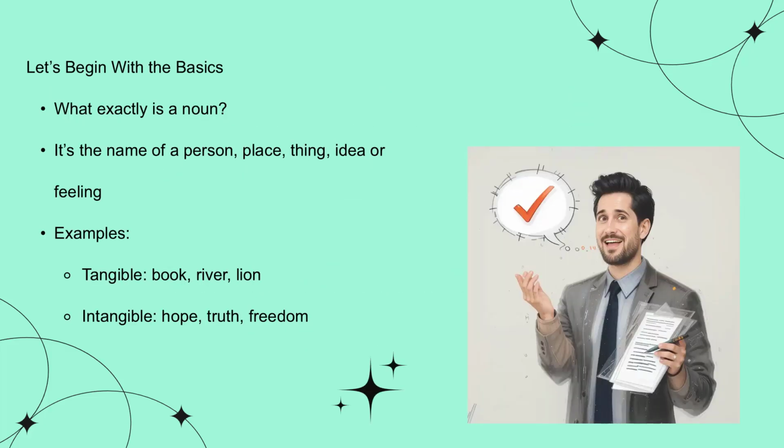Let's start from the basics. What exactly is a noun? A noun is simply the name of a person, place, thing, idea, or feeling. Some nouns are tangible like book or river, others are abstract like freedom or truth. Recognizing the difference helps you use them clearly and correctly. Let's look at how these nouns appear in real-world usage.